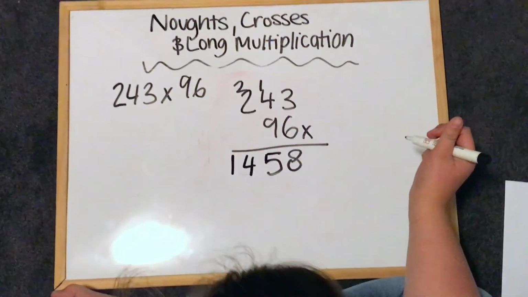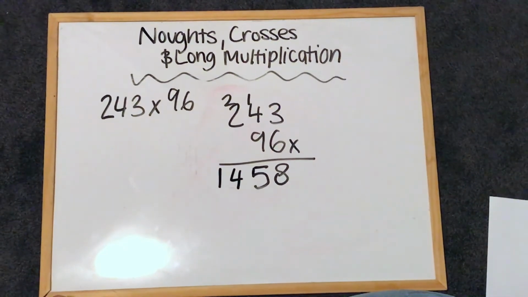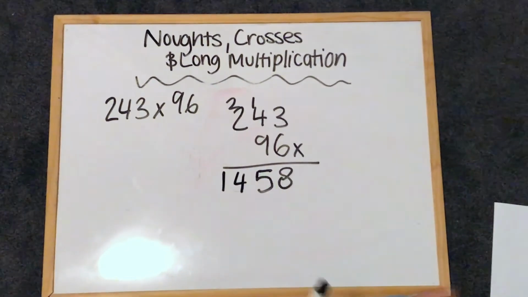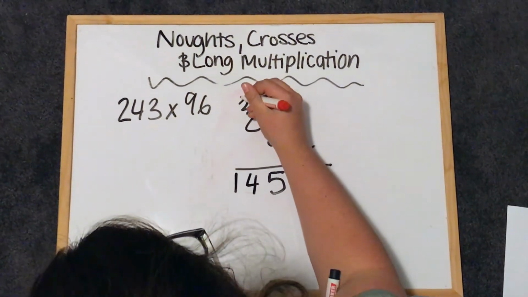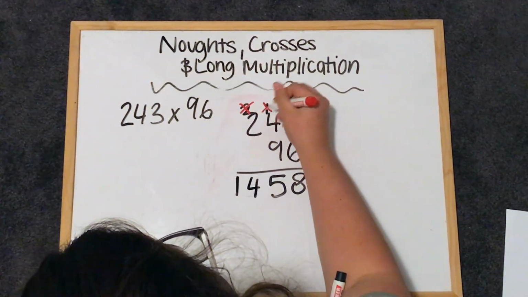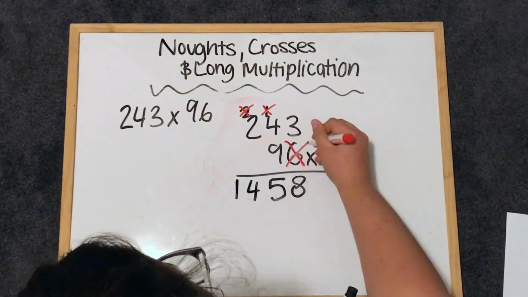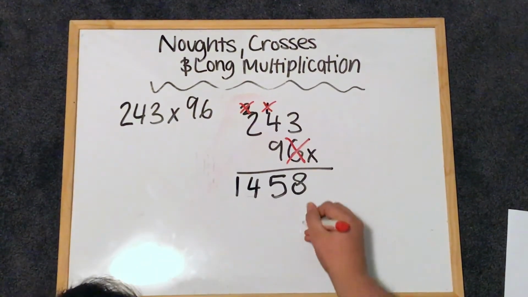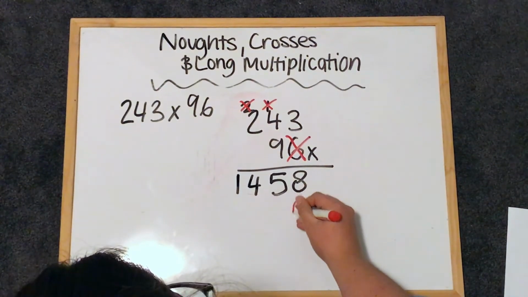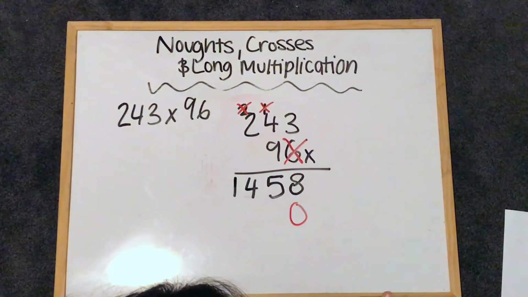It's time again for noughts and crosses. First, you are going to cross off our old trades, which is number 2 and number 1. Now we're going to cross out the number we just used, which was 6, and we have to add our nought in the new ones column in our answer. Now we can keep multiplying.